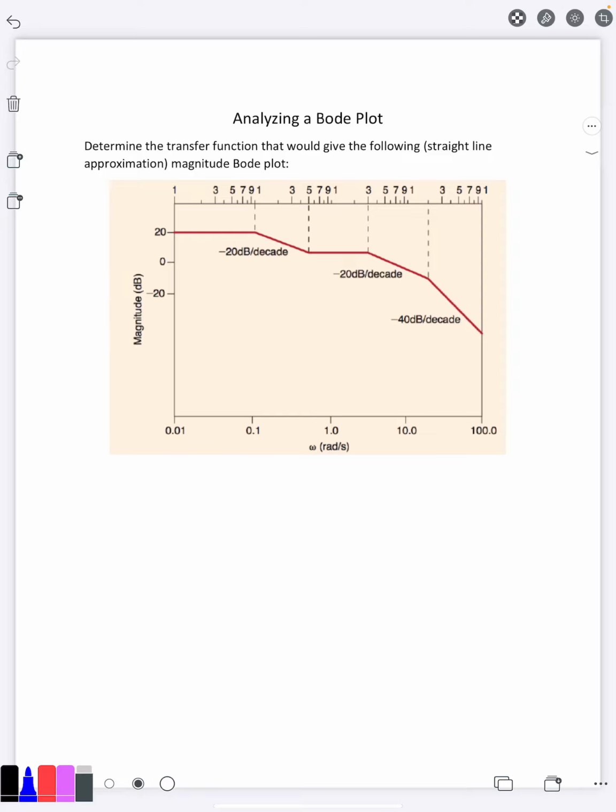Now, we know that since it's flat here at the beginning, there's going to be no terms that are just j omega to the n there. That's not going to happen. And from the flatness, we can find what the k is. So we know 20 log of k is just 20. So that means my k is going to be 10 here. So for my H of j omega, it's going to start out with a k of 10.